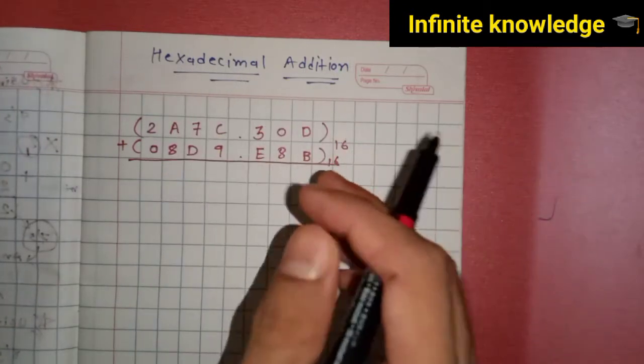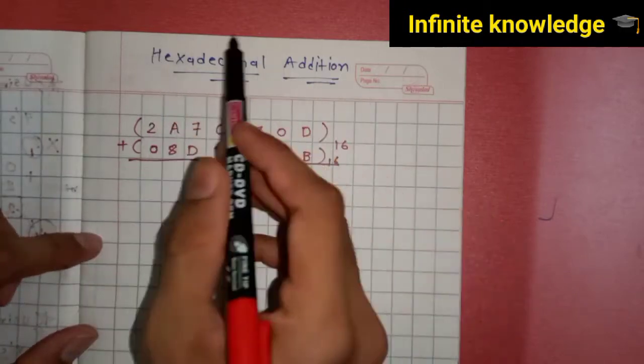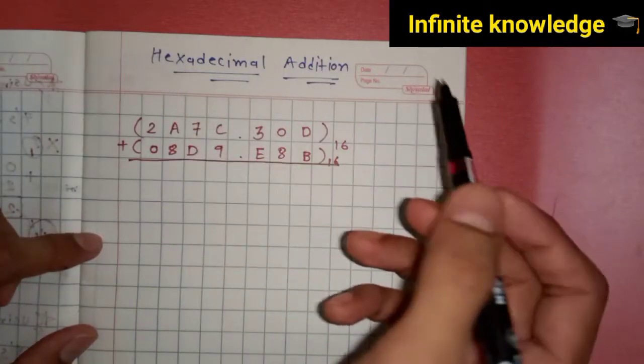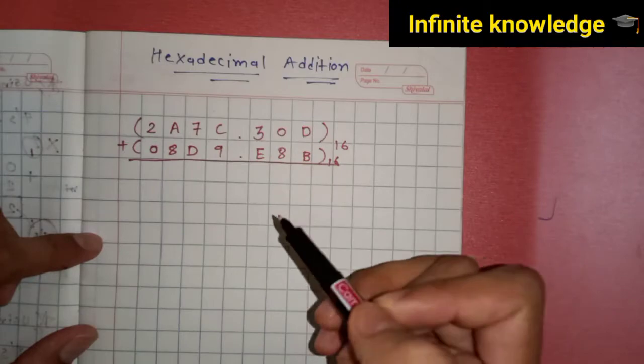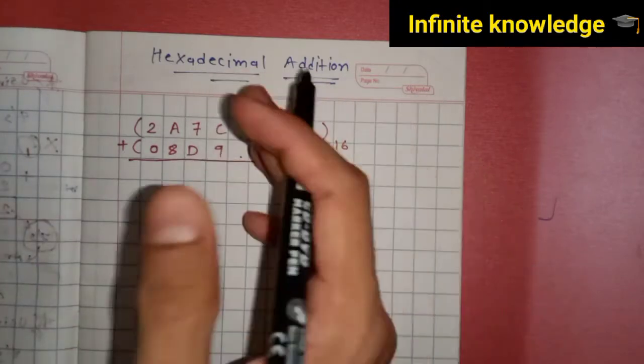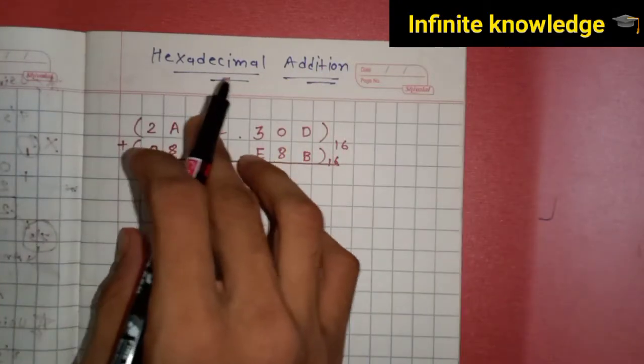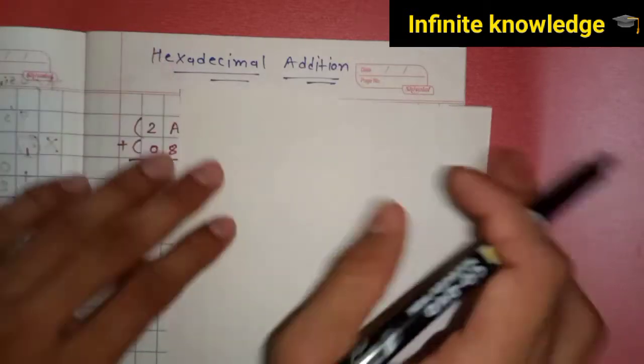It is very simple if you do it like the simple decimal addition that we did at school level. So first you have to know the simple concept of hexadecimal. So what is a hexadecimal number?